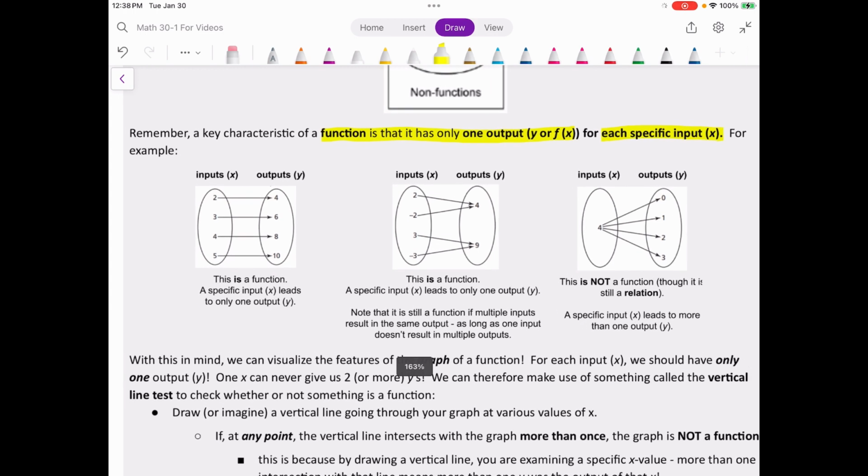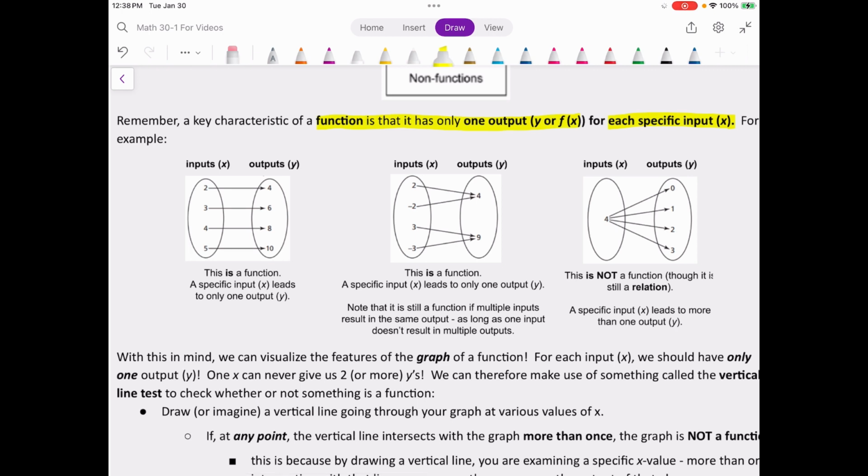So for example, just to look at a couple of visual mappings of these functions, this one is a function. A specific input, a specific x, only ever leads to one specific output, y. So like 2 became 4. It's not like 2 could sometimes give us a 6. 2 only ever gave us 4. 3 only ever gave us 6, 4 only ever gave us 8. When we input these, they map to one specific output. Notice what I'm saying there: one input only ever gives us the same specific output.